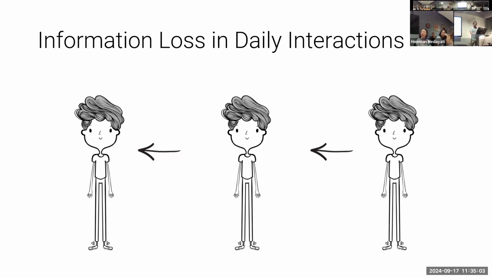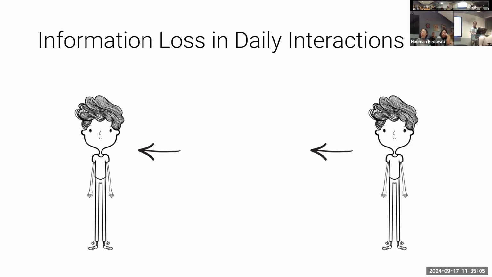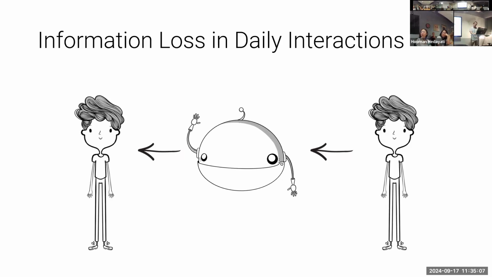If we remove one of the people in the queue and add a robot to it, can we focus on making sure that the information does not get distorted, and that we give the information to the next person in the right way? This is all of what I'm going to talk about today.